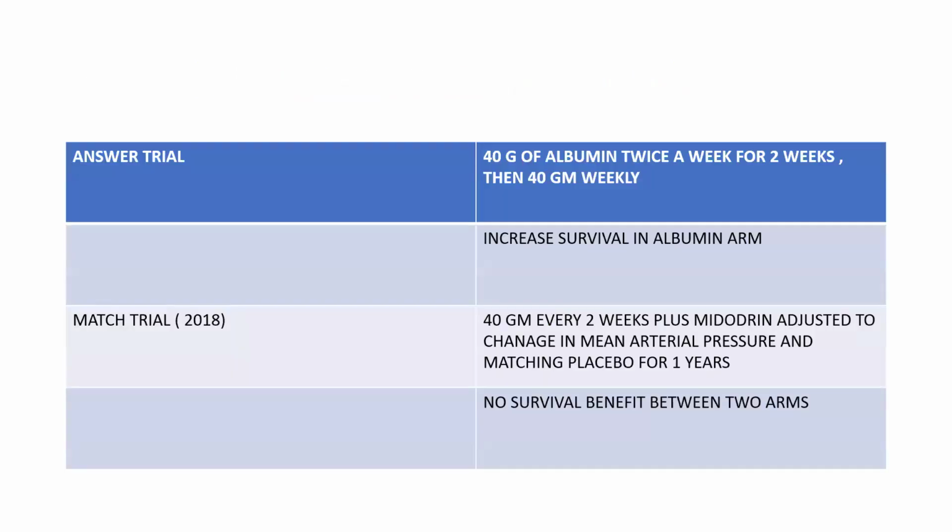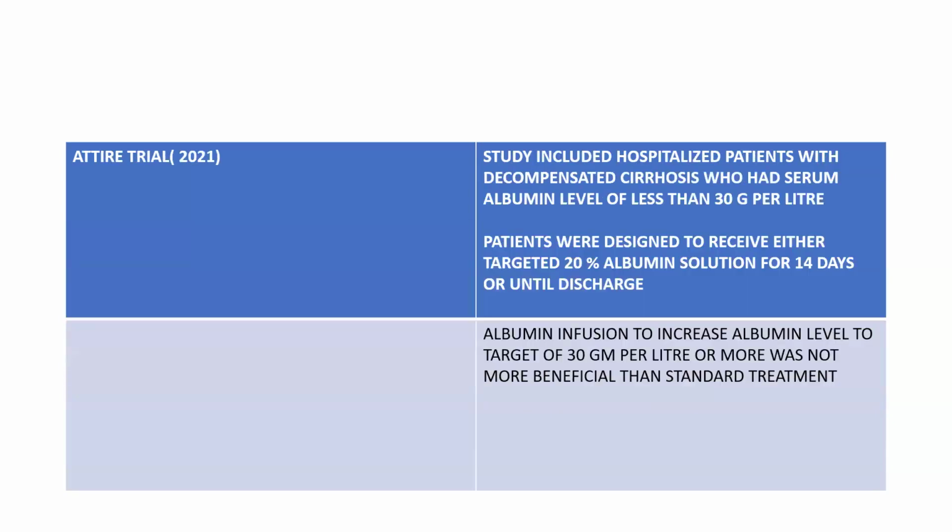Now there are various trials which were published in regard to this. The first is the ANSWER trial, which compared 40 grams of albumin twice a week for 2 weeks, then 40 grams weekly, versus placebo, and there was increased survival in the albumin arm. The MACHT trial, published in 2018, compared 40 grams every 2 weeks plus midodrine adjusted to the change in mean arterial pressure and matching placebo for 1 year. But in contrast to the ANSWER trial, there was no survival benefit between the two arms.